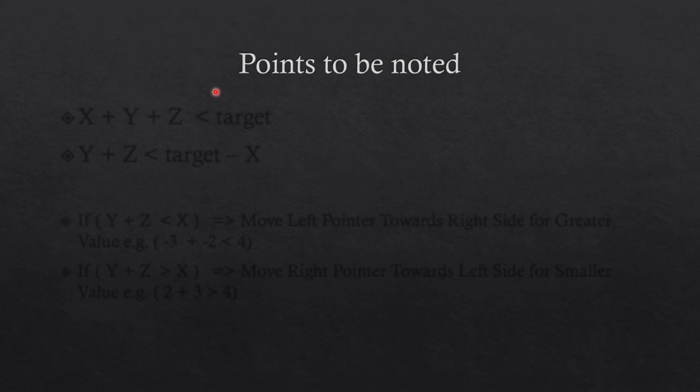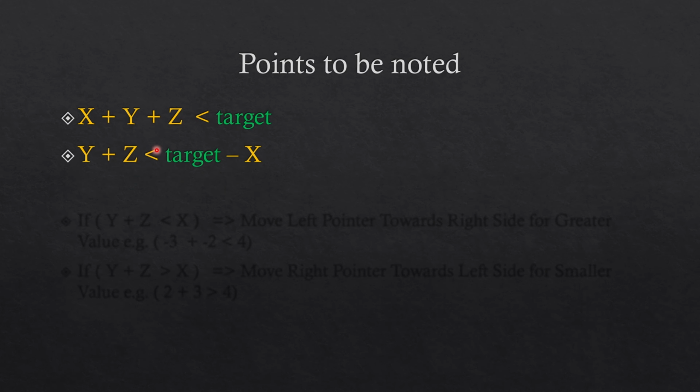Now there are some points that need to be noted. This will be our equation: x plus y plus z should be less than our target. We can modify this equation as y plus z less than target minus x. It looks like a problem that we have already solved, that is pair with a target sum. If you haven't watched that video, I have a complete video tutorial on it, so you can go and watch that video first.